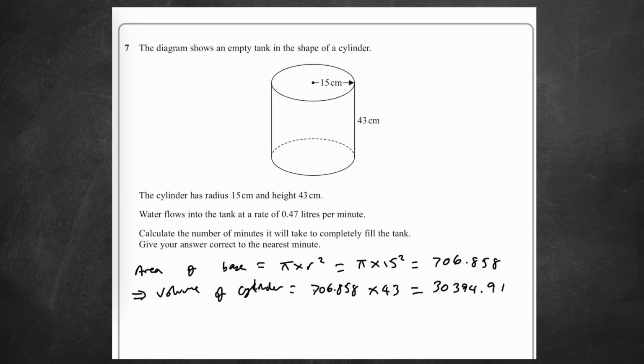30394.91. But this is in centimeters cubed, and we want it to be in liters, so we need to convert centimeters cubed to liters by dividing by 1,000. Therefore, volume is going to be 30.39 liters. Scroll down.